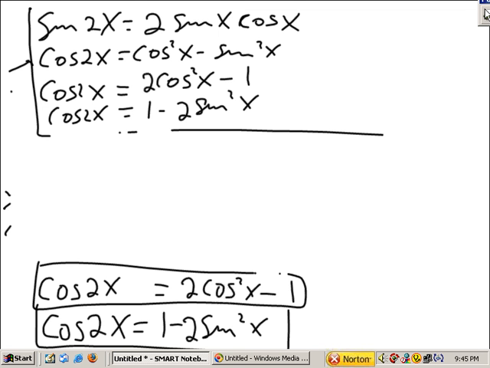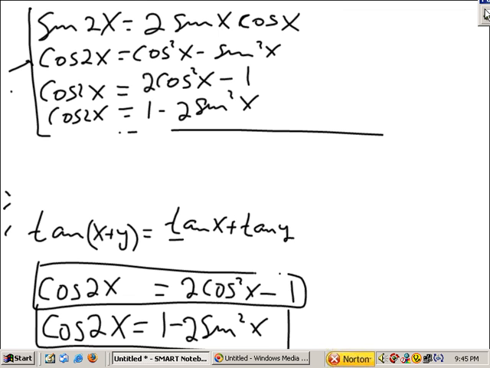The book is going to tell you to think about what the tangent of x plus y is. The tangent of x plus y. Well, that is the tangent of x plus the tangent of y divided by 1 minus tangent x times tangent y.